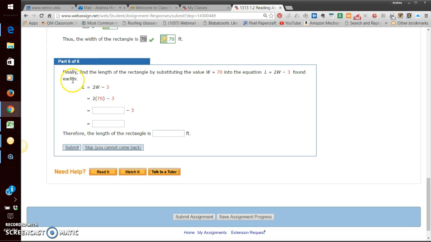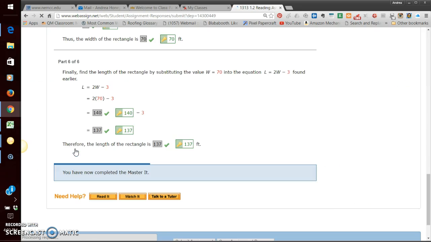Alright, then we've got part 6 of 6. Finally, find the length of the rectangle by substituting the value W equals 70 into the equation L equals 2W minus 3 found earlier. And it gives the first two steps to you. And so here, all we have to do, we have this minus 3 already. So we have to do the 2 times 70 to get 140. And then do your 140 minus 3. And then enter that in as your length of the rectangle. Again, 137 feet. This should be it. We submit. And that should take us all the way through.